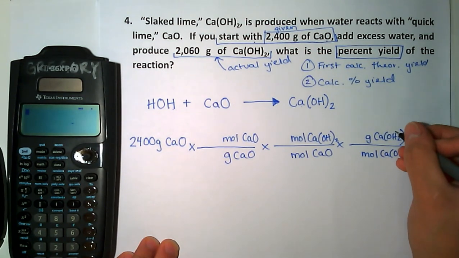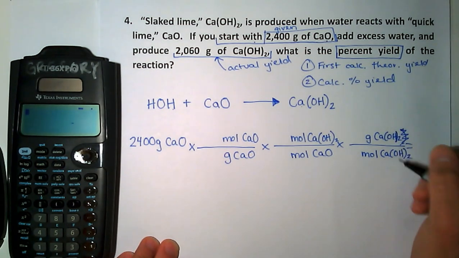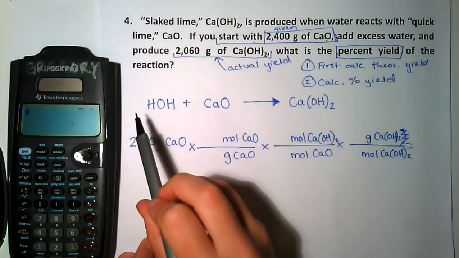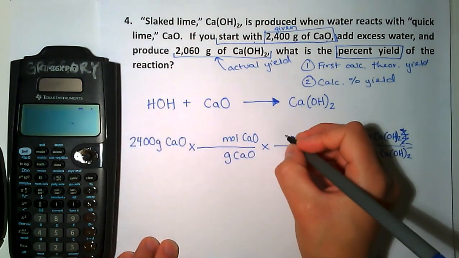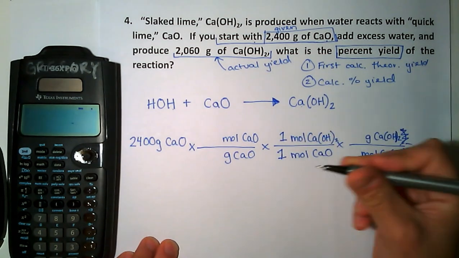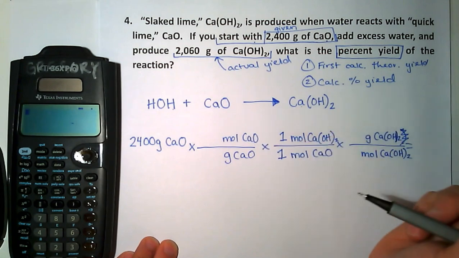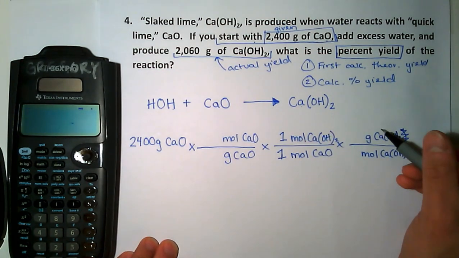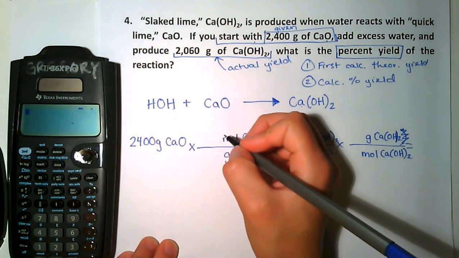Whoops, I did that wrong. Ca(OH)2, the parentheses should not be there, the 2 should be outside the parentheses. So we know our mole-to-mole ratio is going to be 1 to 1 because all of our coefficients wound up being 1. So 1 to 1 mole ratio. And now we just need to figure out how many grams are in 1 mole of calcium oxide and how many grams are in 1 mole of calcium hydroxide.